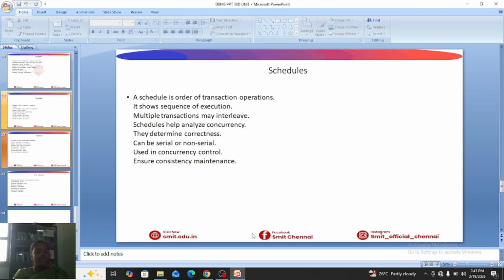Moving on to schedules. A schedule is the order of transaction operations. It shows the sequence of execution. Multiple transactions may interleave. Schedules help analyze concurrency. They determine correctness. They can be serial or non-serial. They are used in concurrency control and ensure consistency maintenance.